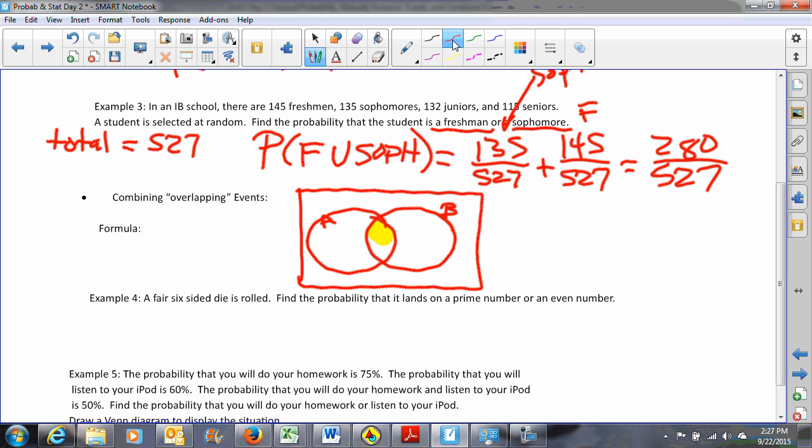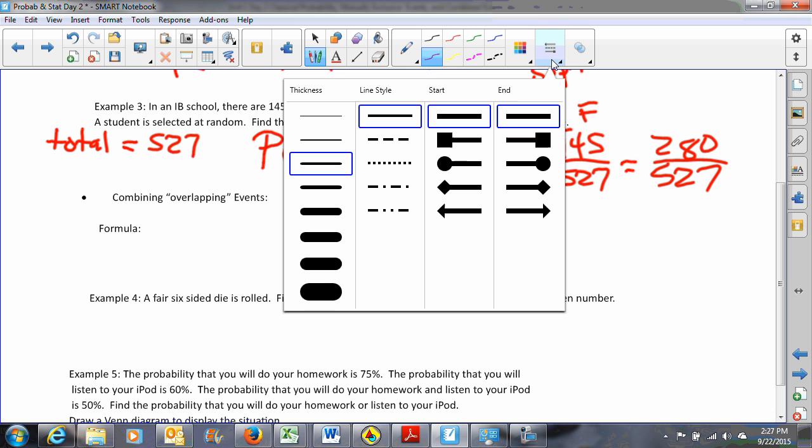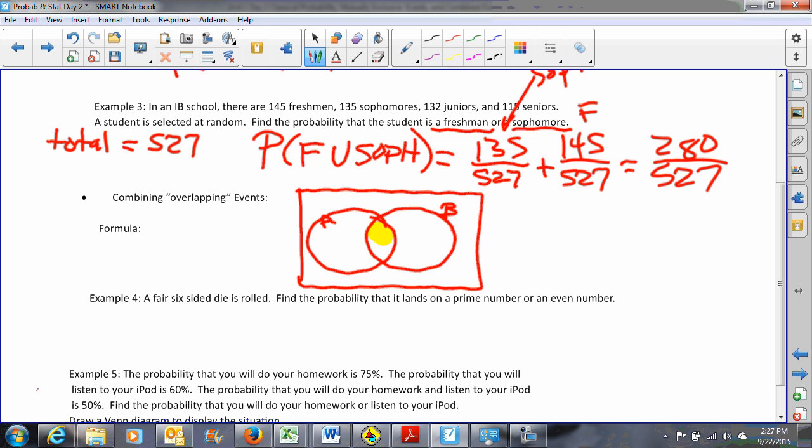Now, if this is the probability of A, and this is the probability of, well, let's see.